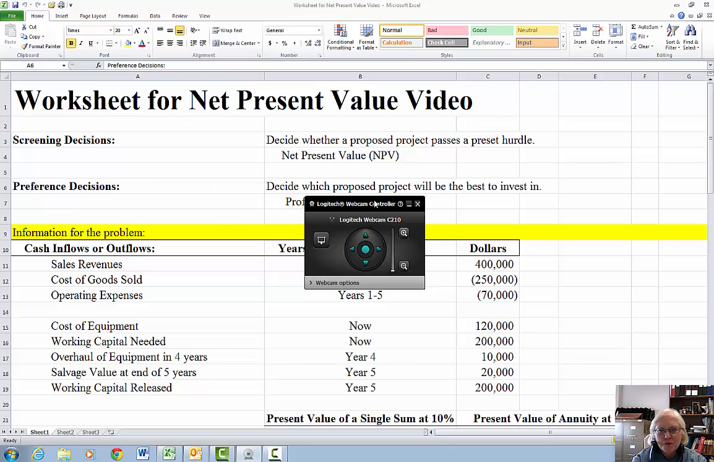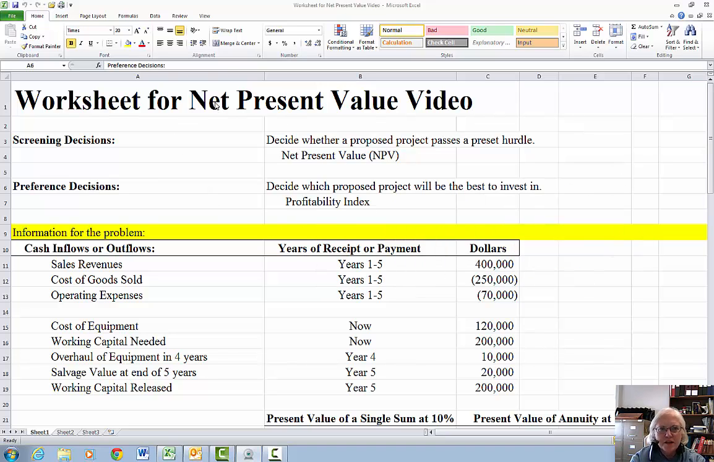Hi folks, we're going to get started with net present value. In managerial accounting, we're going to have screening decisions and preference decisions. A screening decision is what you do first. You're deciding whether a proposed project passes a preset hurdle. One of the ways we screen projects is net present value, which is what we're going to do in this video.